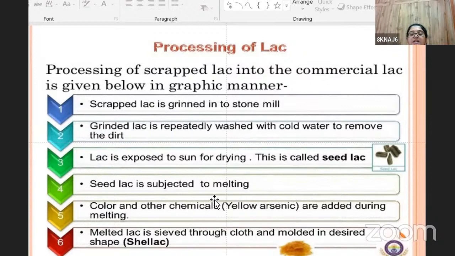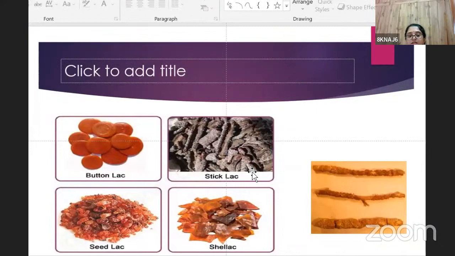It is subjected to melting, color and chemicals are added, and then you have the shell lac present. So this is how it is: seed lac, shell lac, stick lac, the original or what is formed, and then that is turned into button lac.